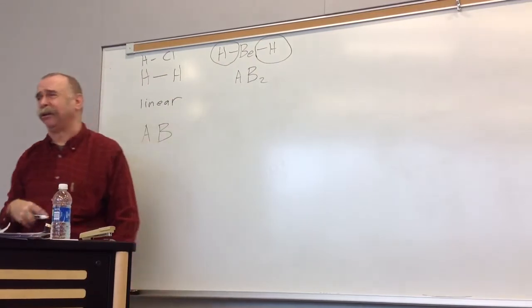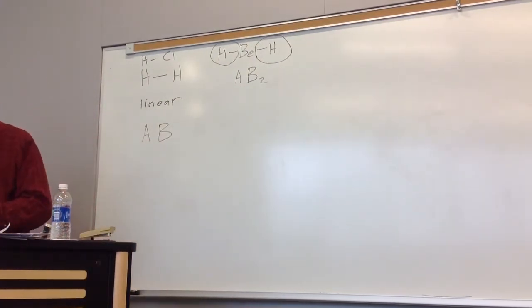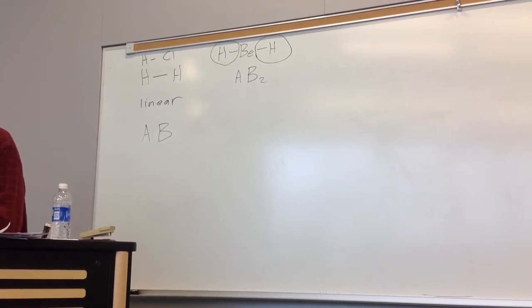Anytime I have an AB2, well, those electron clouds just don't like each other. So why don't we make them sit on different sides of the room, pretty much directly opposite each other? In terms of an angle, what does directly opposite each other mean? 180 degrees. Would that still be linear? So if I truly have an AB2 molecule, it's going to be a linear molecule as well.